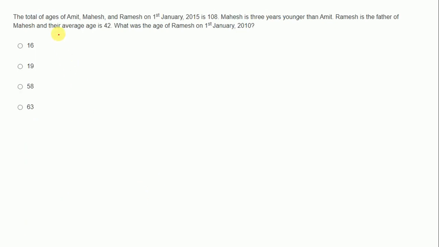Now the total age of Amit, Mahesh and Ramesh on 1st January 2015 is 108. So A plus M plus R is equal to 108. Now Mahesh is 3 years younger than Amit. So the age of Mahesh is A minus 3. Now Ramesh is the father of Mahesh and their average age is 42, so R plus M is 42 into 2, because 42 is the average age, so it will be equal to 84.